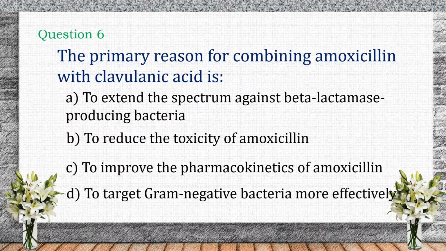Question 6. The primary reason for combining amoxicillin with clavulanic acid is? Correct answer, A. To extend the spectrum against beta-lactamase-producing bacteria. Clavulanic acid neutralizes beta-lactamase enzymes, allowing amoxicillin to remain effective against resistant bacteria.